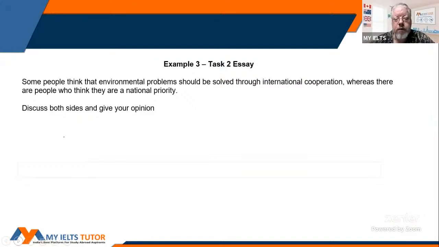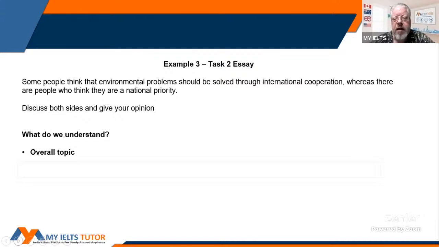It's talking about environmental problems that can be solved through international cooperation, or it should be a national priority. So we're told to discuss both sides and then give our own opinion. So what do we understand from this one? First thing is the overall topic.